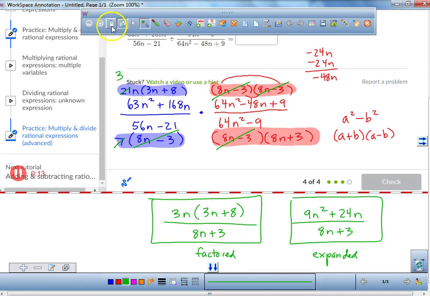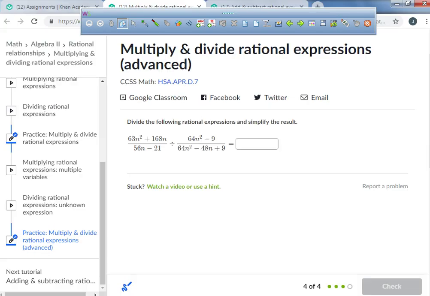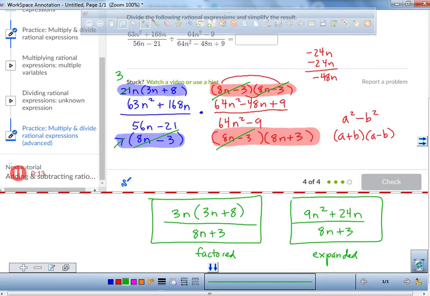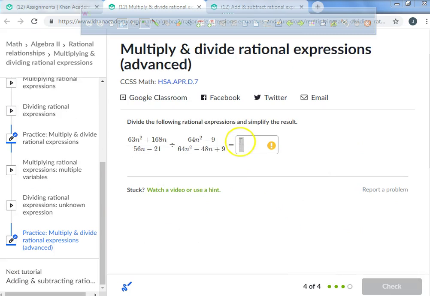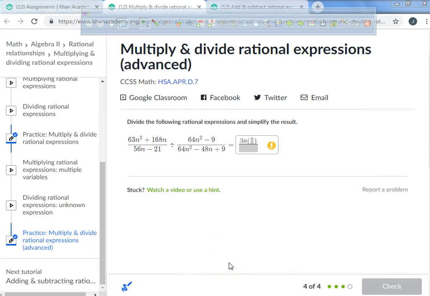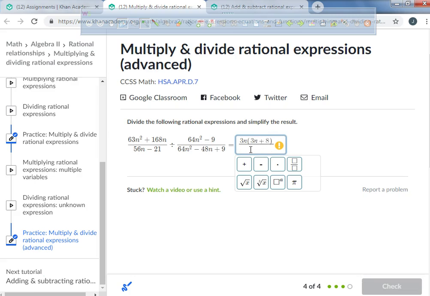Alright, so now I'm going to go ahead and type that in. I'm going to put a fraction bar here. Look back at my answers: 3n, parentheses, 3n plus 8, over 8n plus 3.